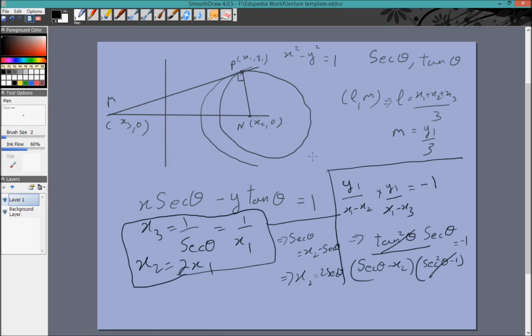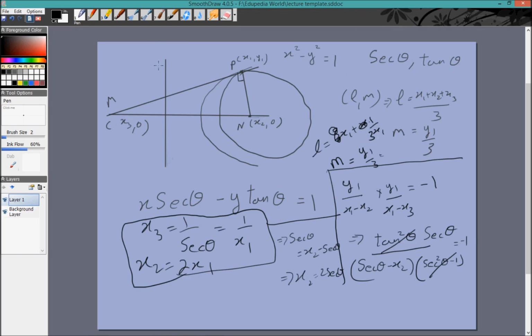We can get L as (x1 plus x2 plus x3) by 3. That will be basically (3x1 plus 1 by x1) by 3. So it can be written as x1 plus 1 by 3x1, and M will simply be y1 by 3. y1 can be written as root of x squared minus 1 if needed, so it can also be written as root of x squared minus 1 by 3. Right. So now we can try to solve.